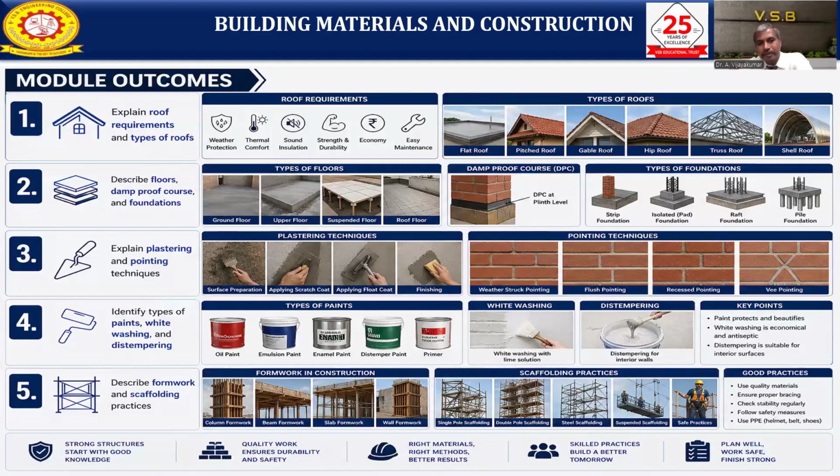Now, finally, you can describe the various formwork and scaffolding used in civil engineering construction, where formwork can be used for column, beam, slab, and wall works. We have different types of scaffolding: single, double, steel, suspended, and safety bracket scaffolding, etc. So these are the module outcomes of the unit, Module 4. So in a structure, it is good, strong structure and some good knowledge.